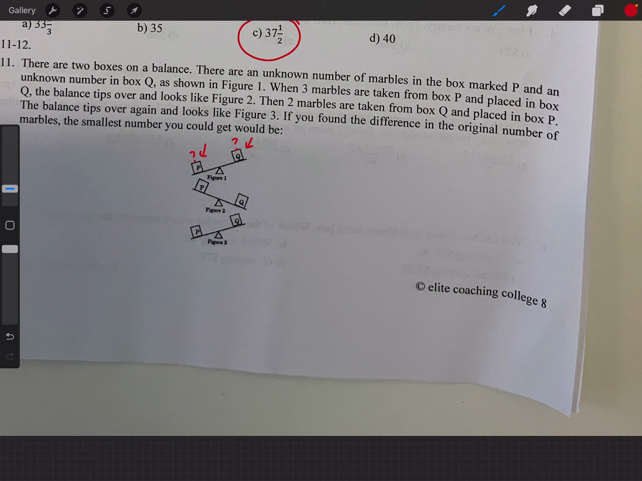So you're going to take 3 from P and transfer those 3 over to Q, and then it tips over. Okay. Then 2 marbles are taken from Q, so 2 from Q, and we put it back into box P. And the balance tips over again, and looks like figure 3. If you found a difference in the original number of marbles, the smallest number you would get is what?